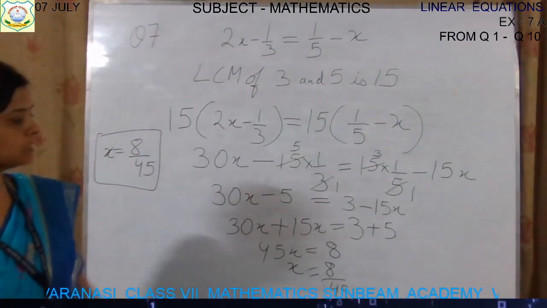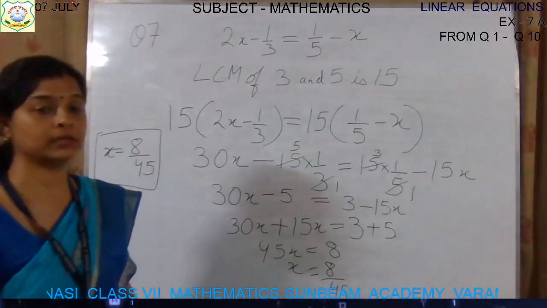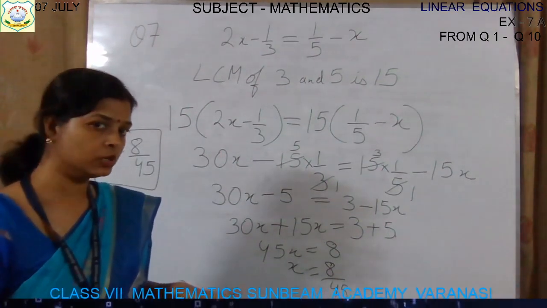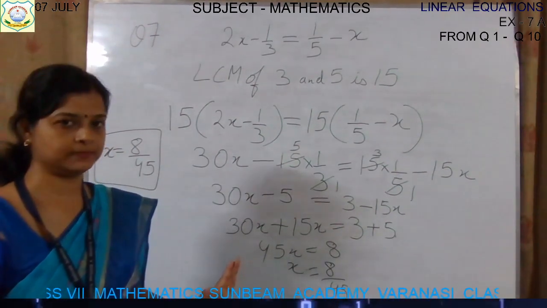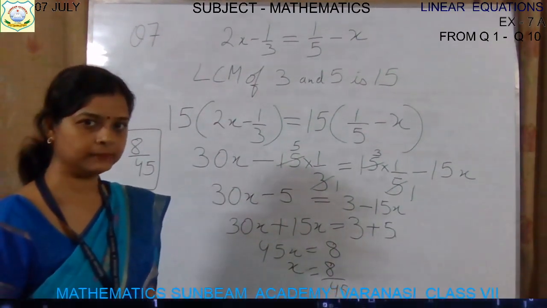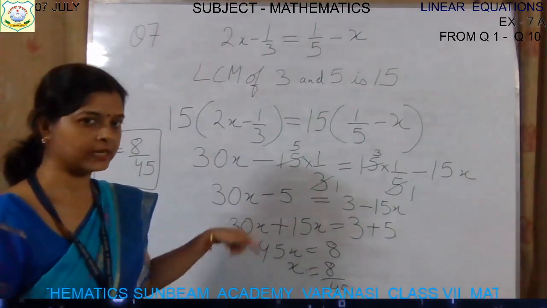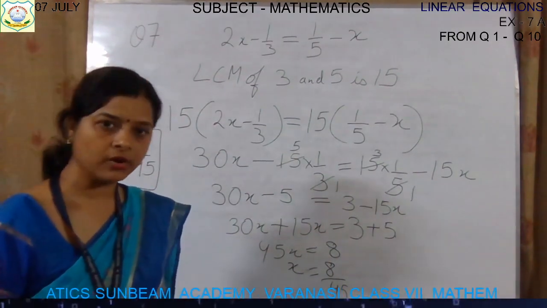So the answer is 8 upon 45. 8 by 45 cannot be divided or solved further. It would be converted into a decimal, so we will not do that. We will write 8 by 45 as it is. Clear? And now you can check its answer. Want to check? You can do it. Just check it and find out whether the answer is correct or not.